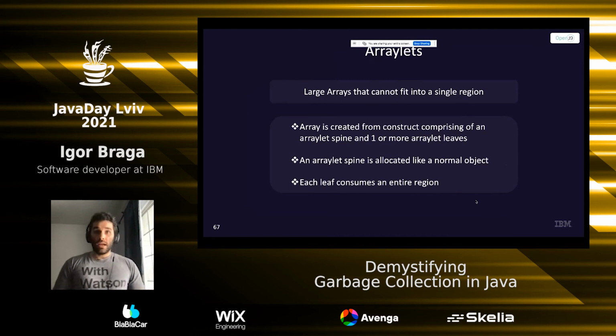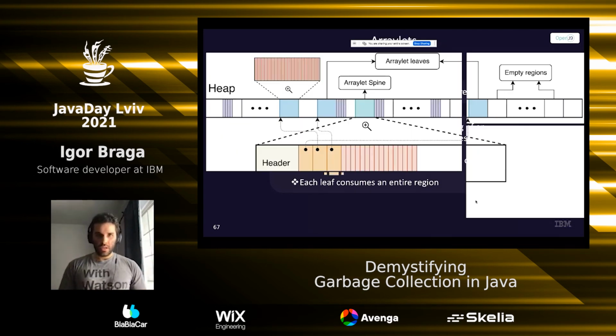Cool. Now, arraylets. I mentioned very briefly what arraylets are, right? So arraylets are a clever way for us to store a large array in region-based GCs. What we do is we take this large array and divide it into chunks, and these different chunks go into different regions of this region-based GC. And in the arraylet header, we have references to these regions. So this is a picture that shows that.